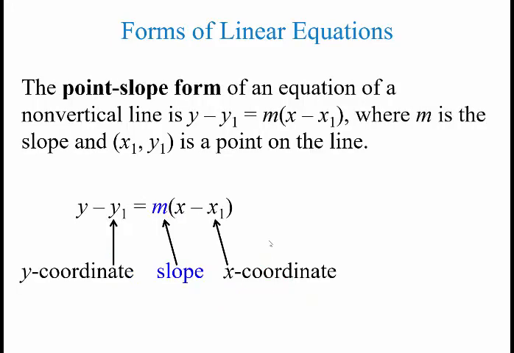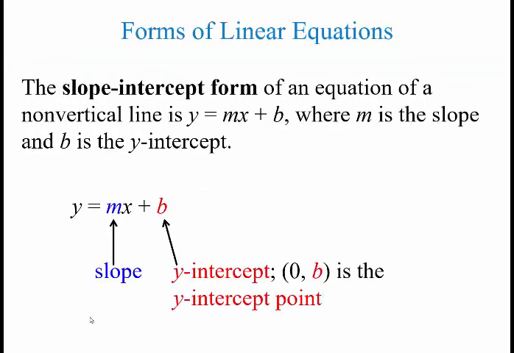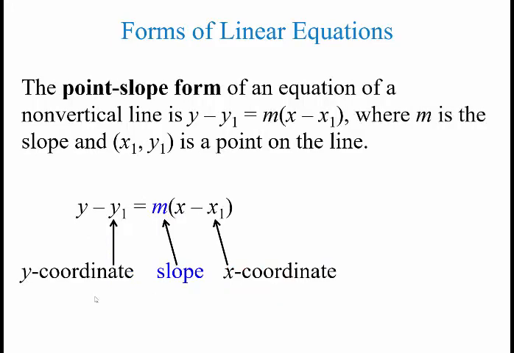Now the point-slope form of an equation. The slope-intercept form is what we always want to simplify to. But there's this other form, the point-slope form of an equation of a non-vertical line: y minus y1 is equal to m times (x minus x1). Here m is the slope and (x1, y1) is any point on the line. What you want to do when you plug into this equation is simplify it to get it into the slope-intercept form.